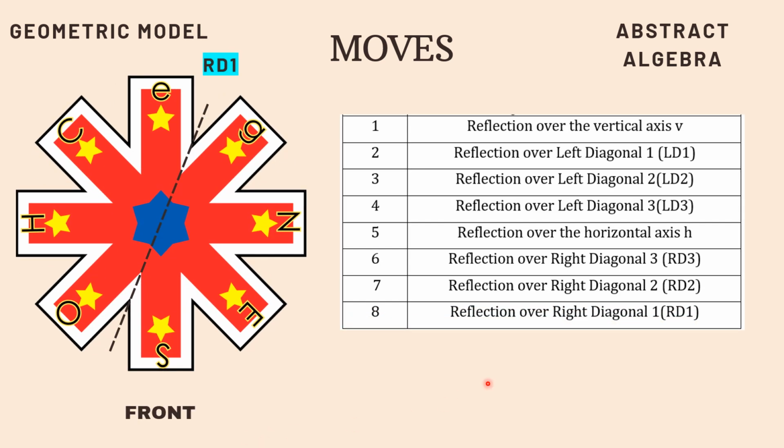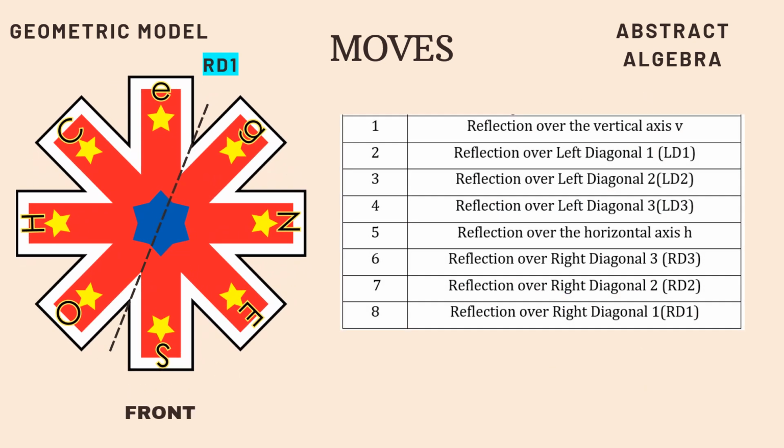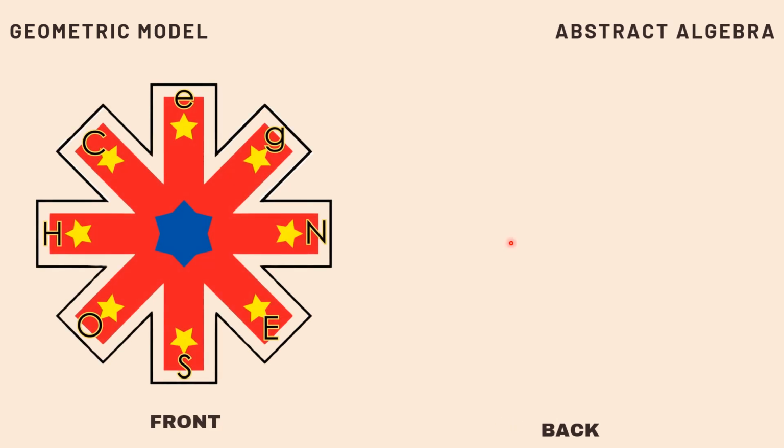At last, we have RD1, or the reflection over right diagonal 1. Since G maps to 8, then reflection over right diagonal 1, RD1, is 8. So these are the moves of my geometric model.